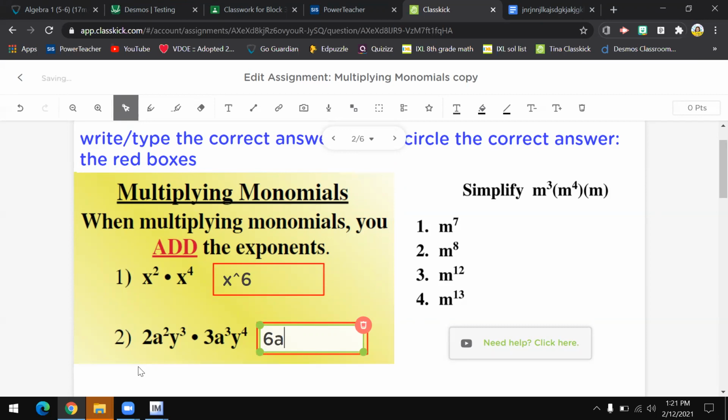Now let's look at the A. So this A does have exponents. So when I'm multiplying and they have the same base, so A and A, all I have to do is add their powers. So that will be A to the 5th. You just have to add them, okay? Same thing for the Y's.